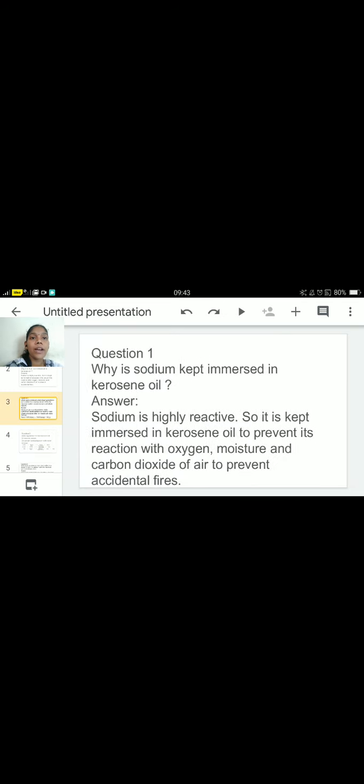Why is sodium kept immersed in kerosene oil? Why are we putting kerosene on sodium metal? Because to prevent the reaction with oxygen. Sodium is highly reactive, so it is kept immersed in kerosene oil to prevent reaction with oxygen, moisture and carbon dioxide of air, and to prevent accidental fires.